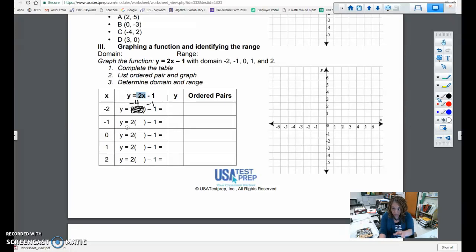If you are not good with positive and negative numbers, you really got to brush up on that. That is a 7th grade skill. So we have negative 4 minus 1. I like to say minus minus stays minus. Keep going in the minus direction, so your answer will be negative 5.